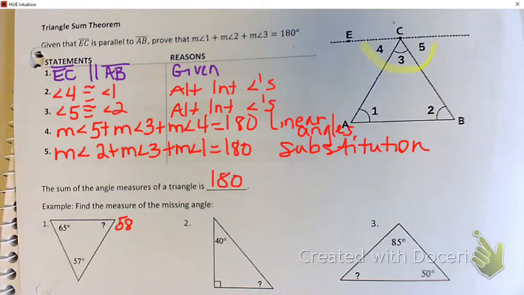What is that? 58. And then number 2. So this angle here at the top is 40. What's this angle down here? 50? 90, because of the box. So 90 plus 40, subtract from 180, and you do get 50. All right. And then number 3, 85 plus 50, and then subtract that from 180, and you should get 45.